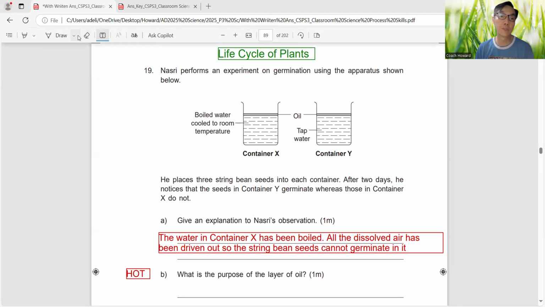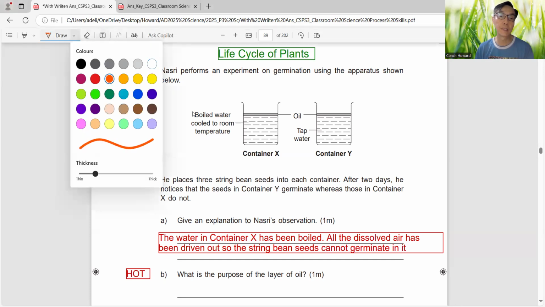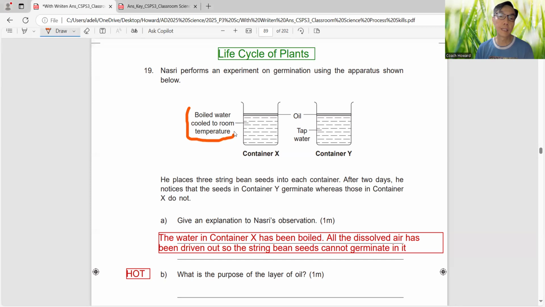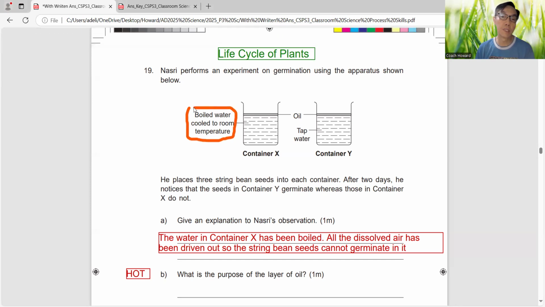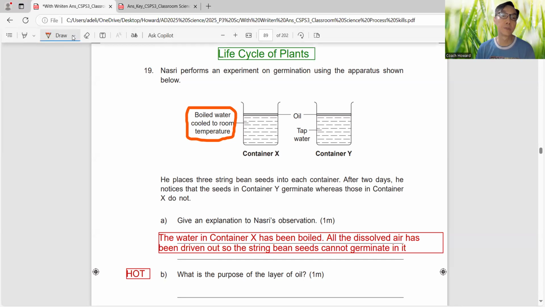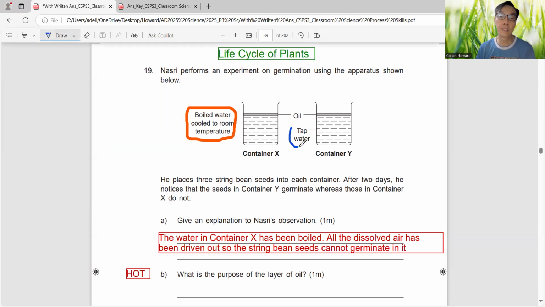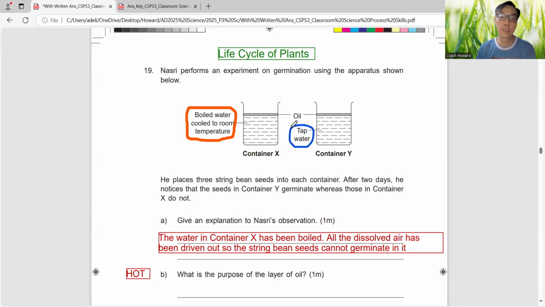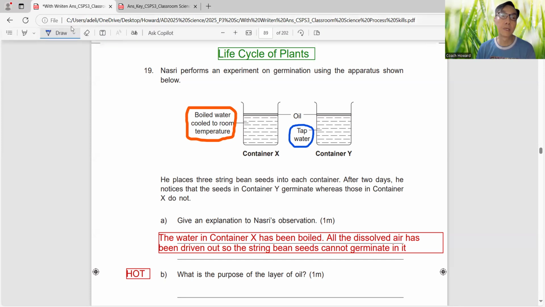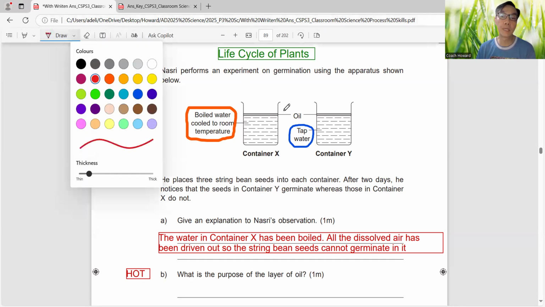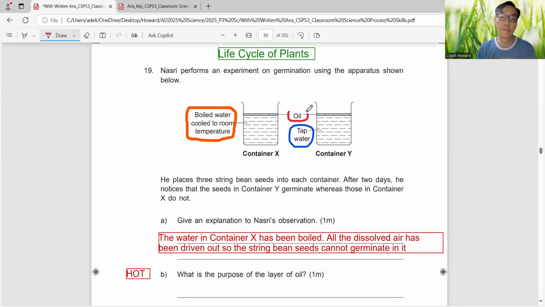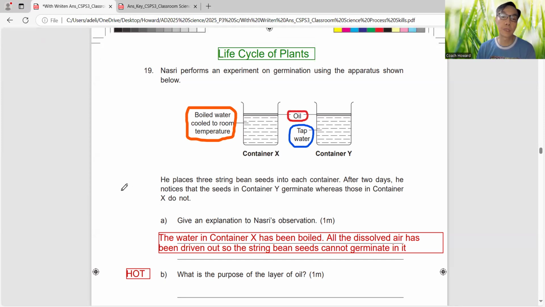So it's best that the students learn to annotate by highlighting it or by drawing with certain colors to highlight the attention. And then in container Y, it's tap water. So another color to highlight this tap water. So one is boiled water, one is tap water, and then both of them are being covered by a layer of oil. So he places 3 string bean seeds in each container.